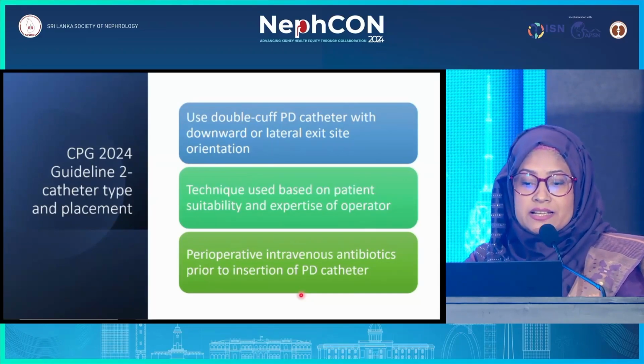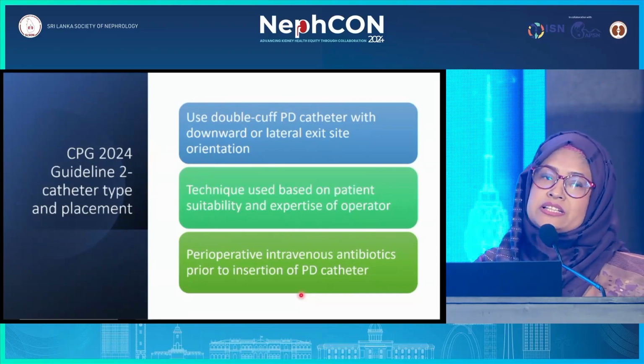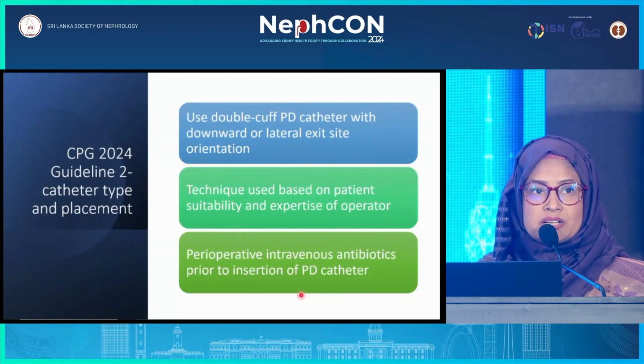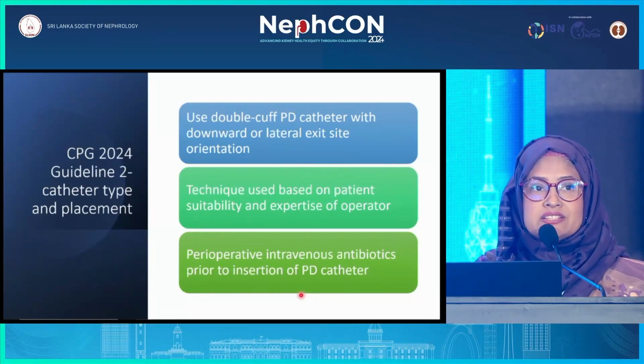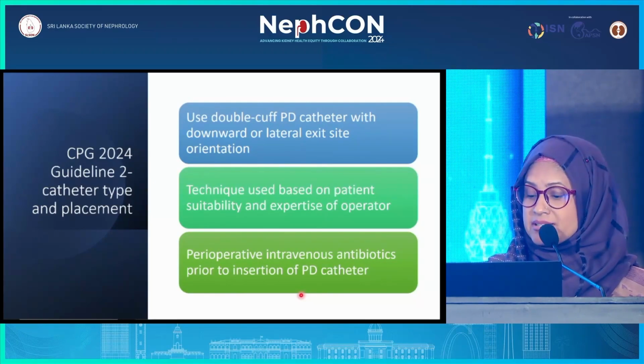and also keep the catheter in position so there is no peritoneal leakage. The technique used is based on the patient's suitability and the expertise of the operator. It could be an open laparotomy or laparoscopic procedure, and sometimes a percutaneous procedure is also done. And perioperative intravenous antibiotic should be given prior to insertion of the PD catheter.